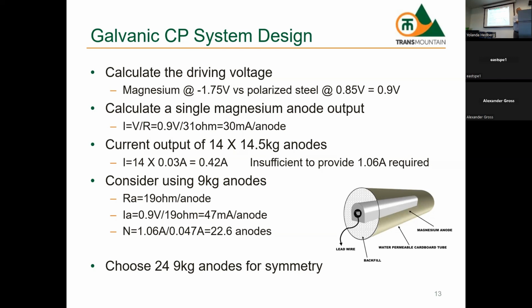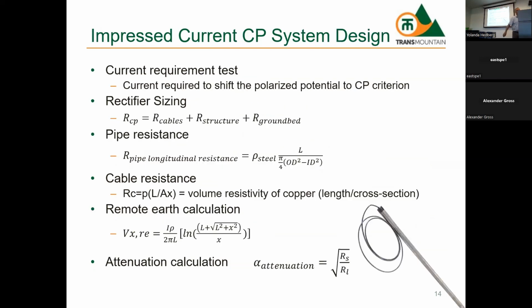All right. Impressed current systems. I'm not going to go in depth as much because it's the same principle. Okay, we're going to be collecting a resistance of our anodes. But also, what we have in an impressed current system that we don't have in galvanic systems, we have a lot of cable.